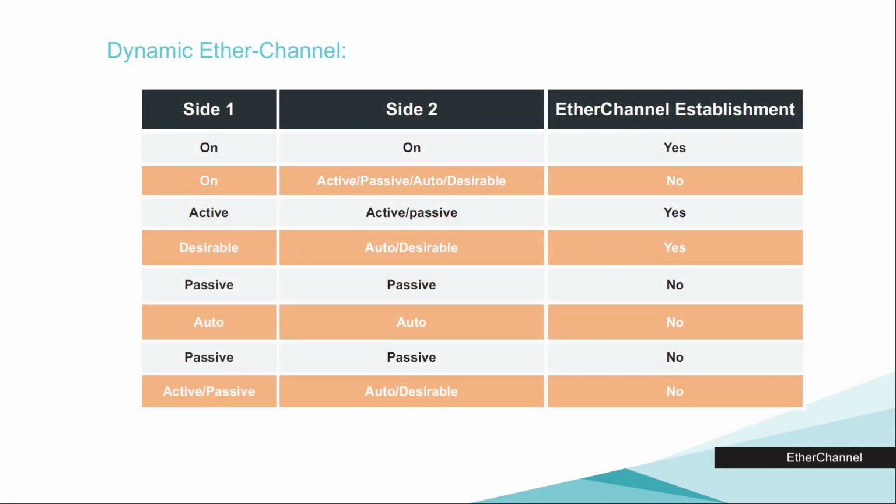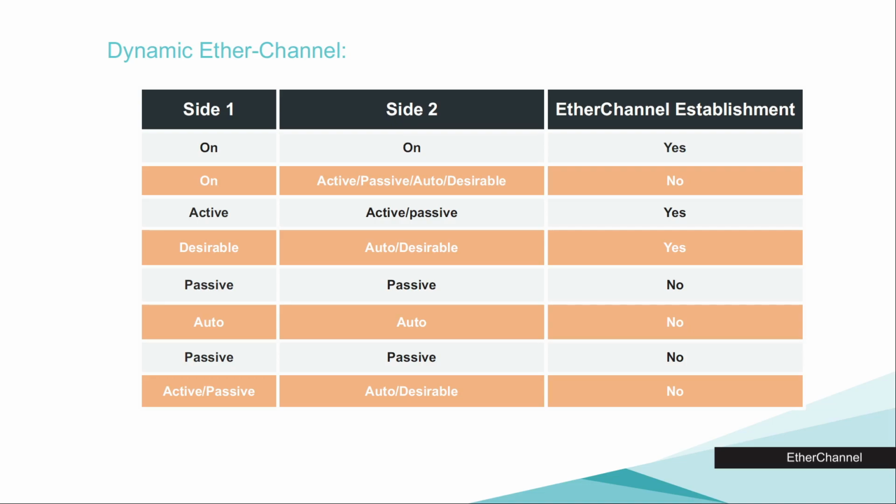When configuring Etherchannel between two switches, we have to be very careful in order to configure the Etherchannel properly. So first, if we use on, it means there is no negotiation and the interfaces will statically be an Etherchannel. So if we configure on on one side, the other side should be on in order to establish the Etherchannel. But if we configure on on one side and the other side we configure with one of the dynamic Etherchannel options, there will be no establishment of our Etherchannel.